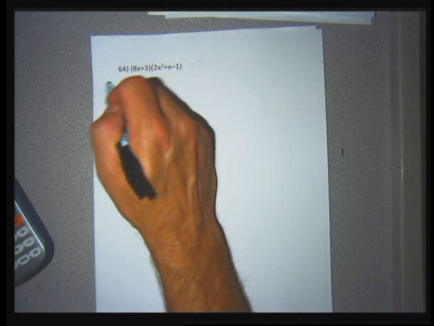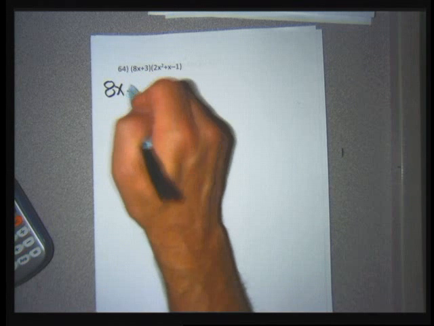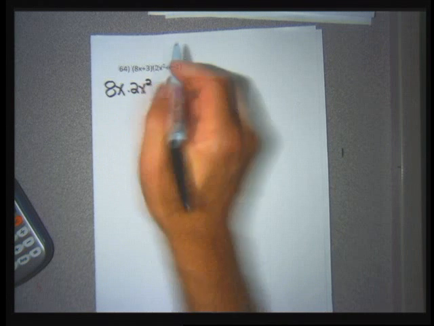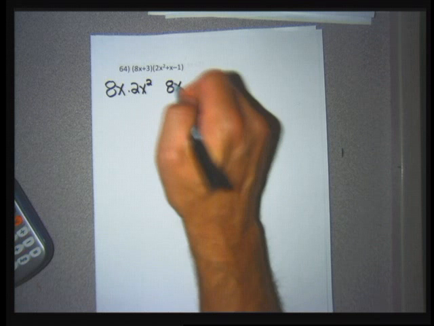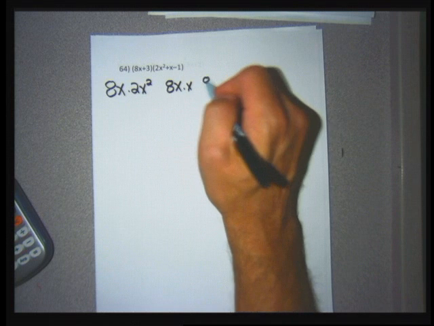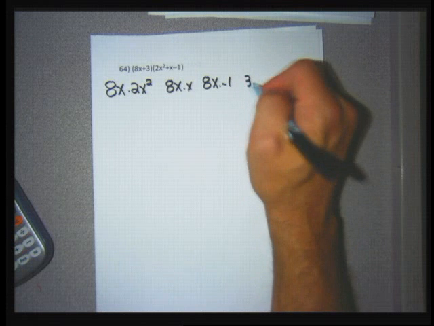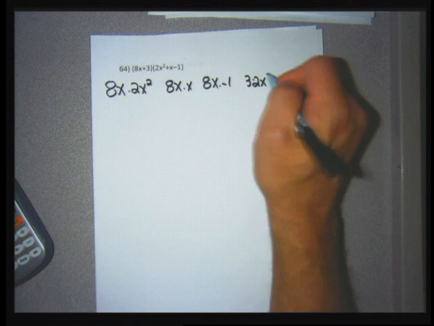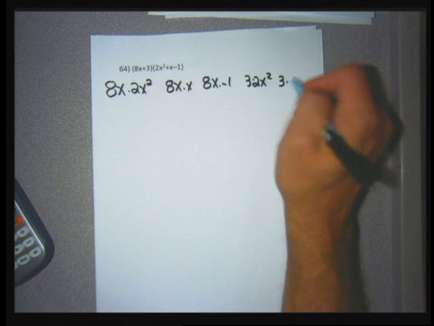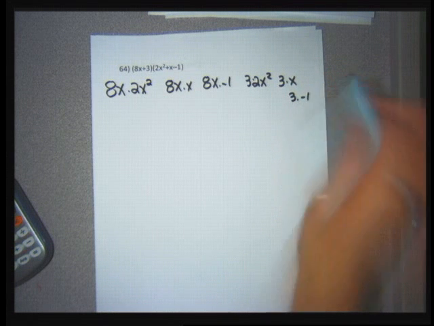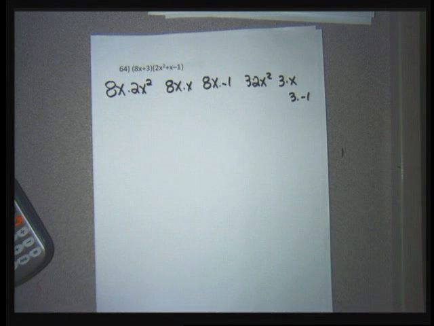Ugh. Oh my lord, this is really a bit extreme. So 8x times 2x squared and 8x times x, and then 8x times minus 1, and then 3 times 2x squared, 3 times x, and 3 times minus 1 are my multiplications.